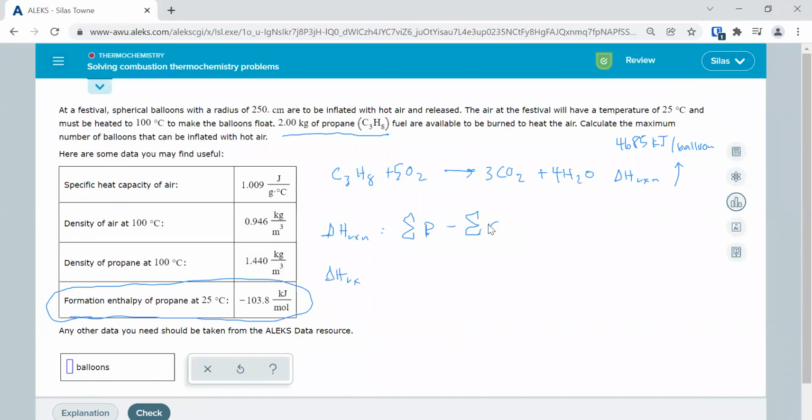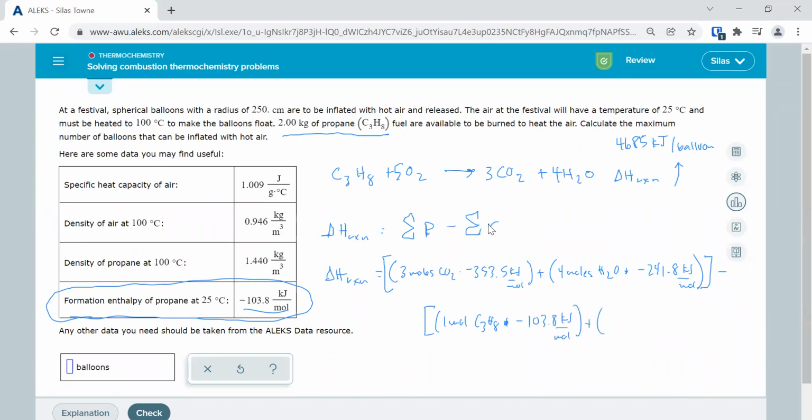So the enthalpy of the reaction would be equal to the products. Now remember, you got to multiply it by its moles. So I'm going to say 3 moles CO2. Now CO2 is negative 393.5 kilojoules per mole. I'm going to add that to 4 moles of water times negative 241.8. Now that is all minus 1 mole C3H8 times, now I can use this number here, times negative 103.8 plus 5 moles O2, and O2 is 0. So that one's going to go away.